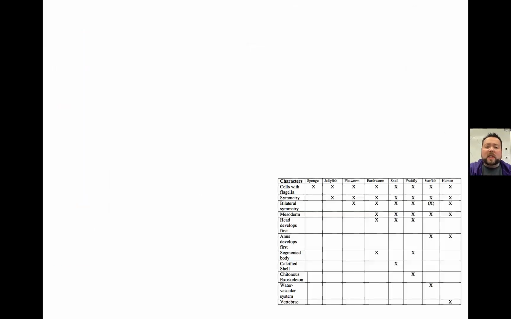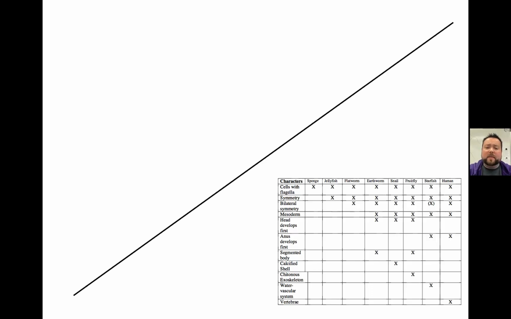Okay, so looking at that, we're going to start our cladogram by having our line. You don't have to write your line first. That's just how I tend to do it. But I'm going to place the sponge as our first organism in the place of the outgroup, showing that the sponge has the least in common with all of the other organisms.